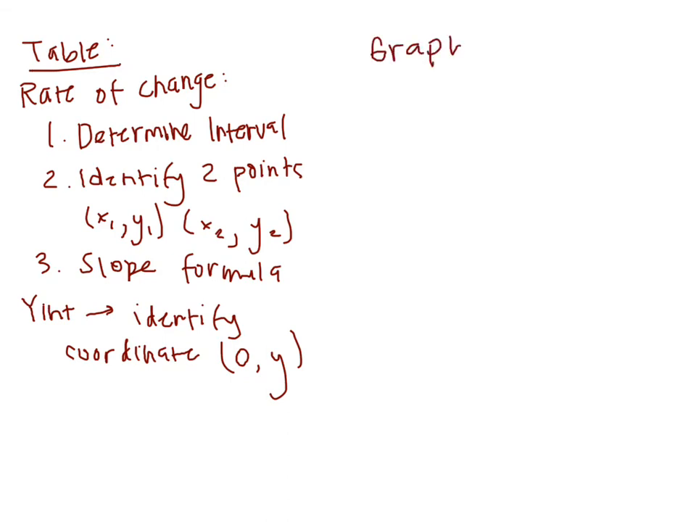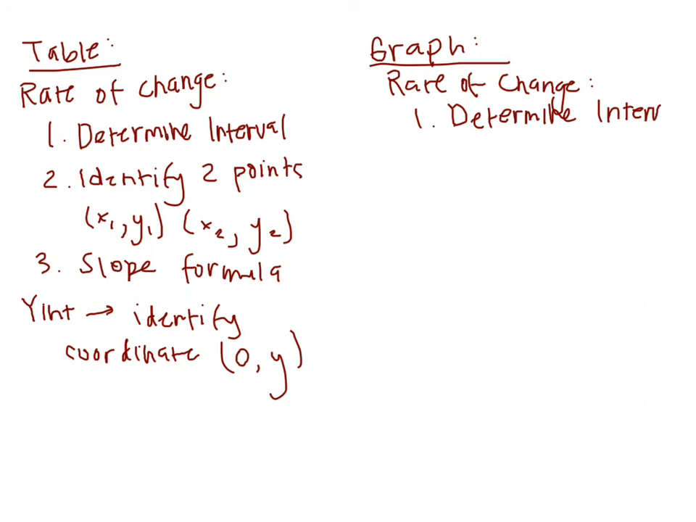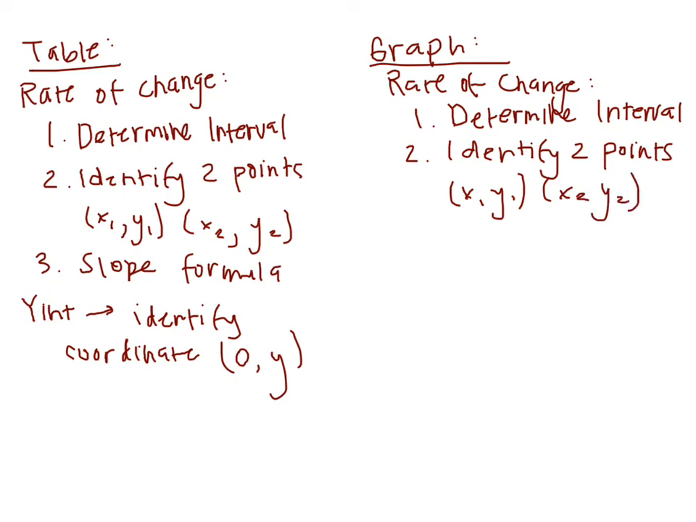Finally, we have a graph. And as you can imagine, calculating the rate of change begins by first determining the interval. After you figure out what your interval is, you can just pick 2 points. So the table and the graph are very similar. We don't have to calculate anything. We just have to look at the graph and figure out what x1 and y1 are. And then we have to figure out, I know x2, what's y2. And then once again, just use the slope formula.